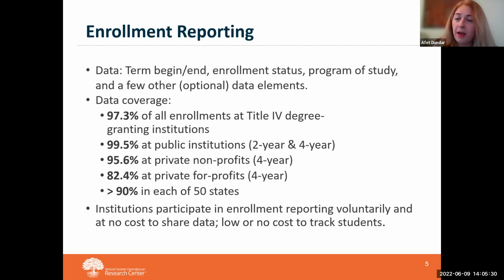Data coverage at this point is 97% for public institutions, 99.5% at private nonprofits, a little lower for a year, and private for-profits at around 82%. And the data comes from all types of institutions. And in each of the 50 states, the coverage is very high at over 90%. Institutions participate in enrollment reporting voluntarily, and they can share at no cost. Some services have a small fee, sometimes no cost or low cost to track your own students. Institutions can also get the services from us when they submit data.